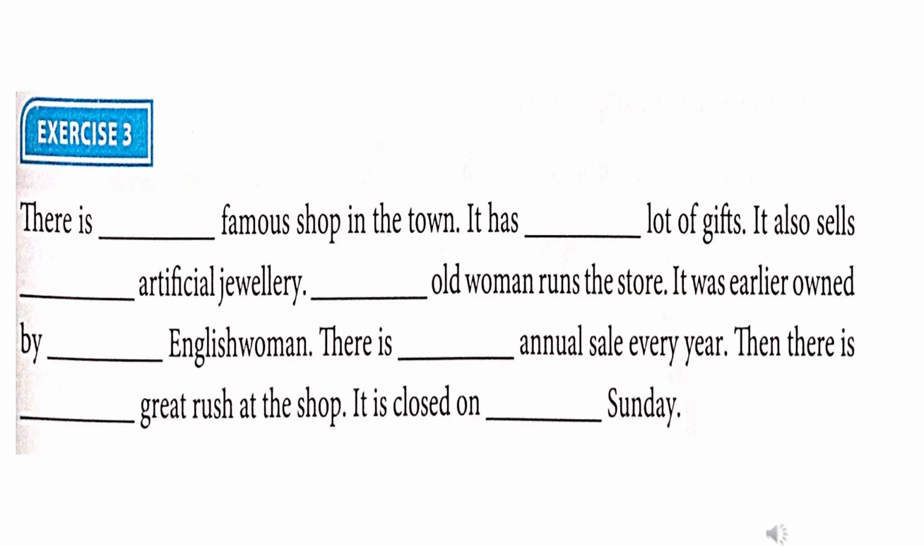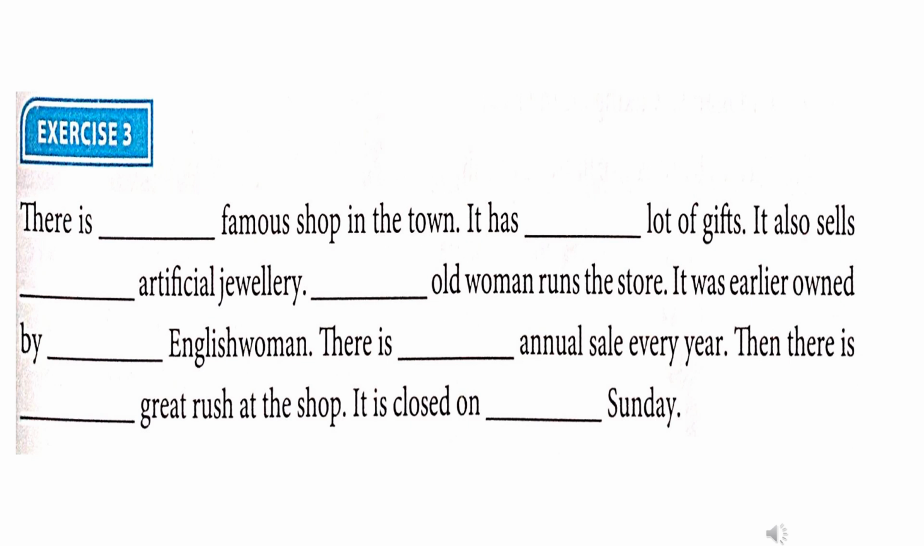Exercise 3. There is dash famous shop in the town. There is a famous shop in the town. It has dash lot of gifts. It has a lot of gifts. It also sells dash artificial jewelry. There no need an article, we can put cross. It also sells artificial jewelry.